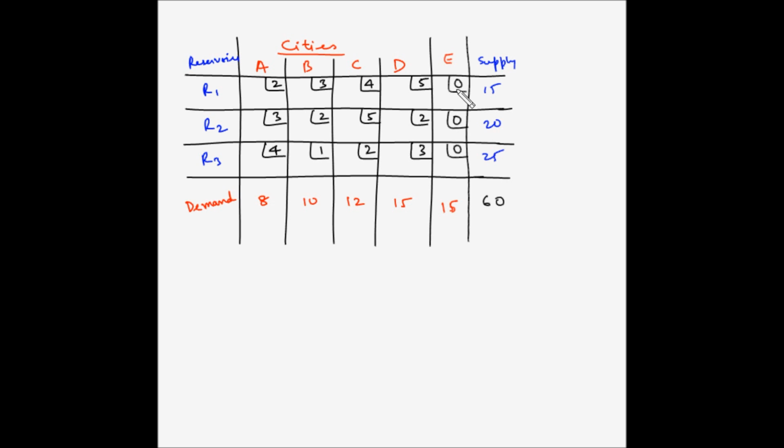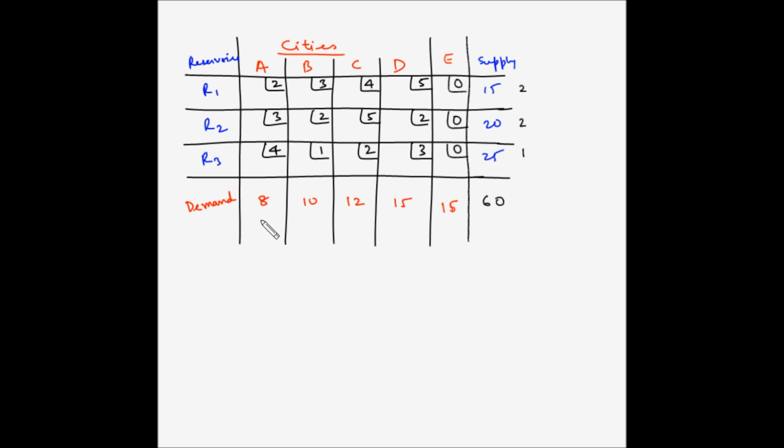So for the first row, the lowest cost is 0 and the second lowest is 2. So the difference is 2 minus 0, which is 2. For the second row, again the difference is 2 minus 0, which is 2. For the third row, the lowest is 0 and the next lowest is 1. So the difference is 1 minus 0, which is 1.